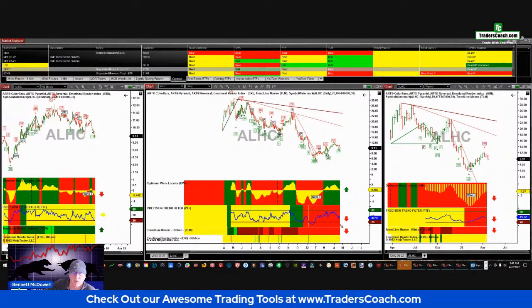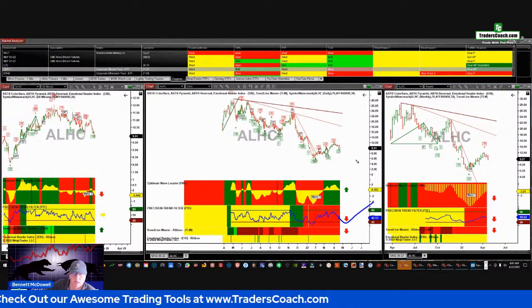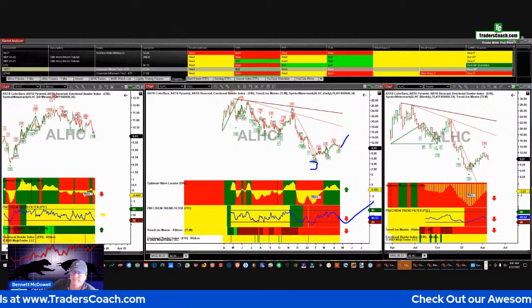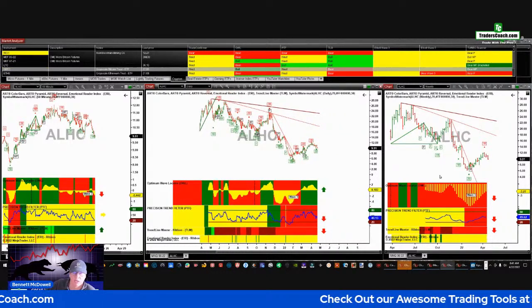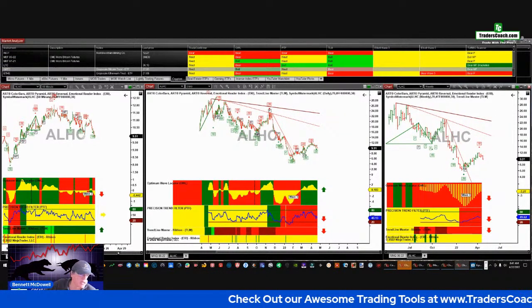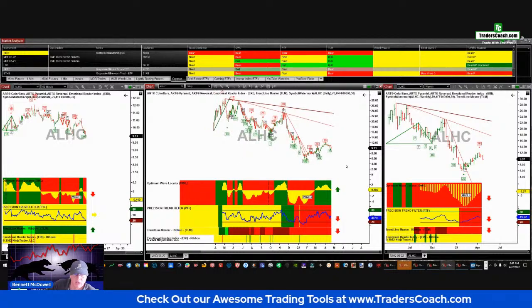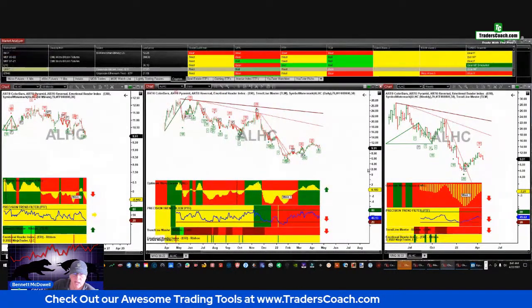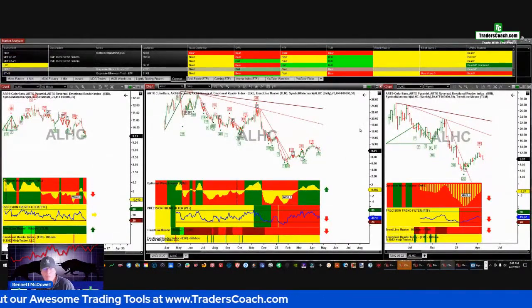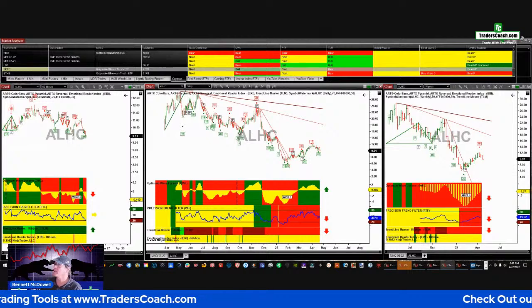Now, we have red here, but that may stay red even if it goes up here, okay? So you've got to be a little careful on this. So I would say nothing wrong with a short trade as long as you get a pyramid to the downside and a red owl on the daily. That's the way I would look at that.